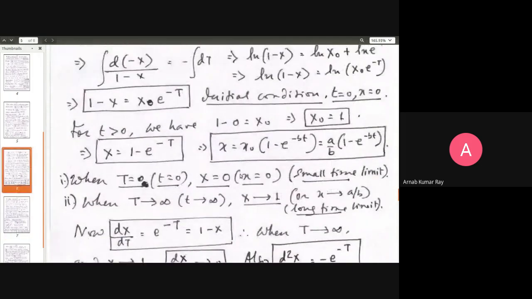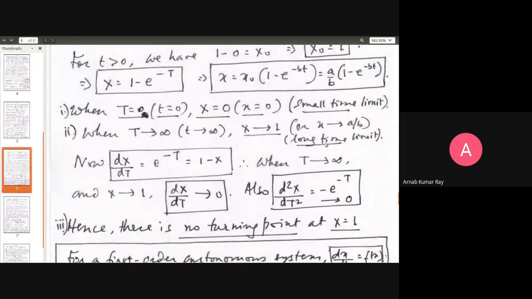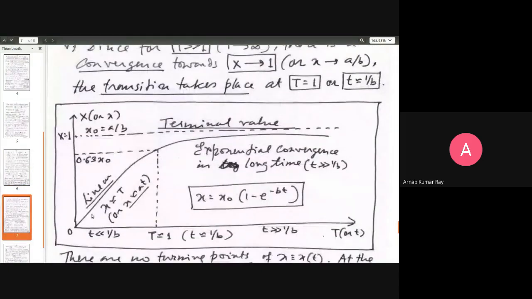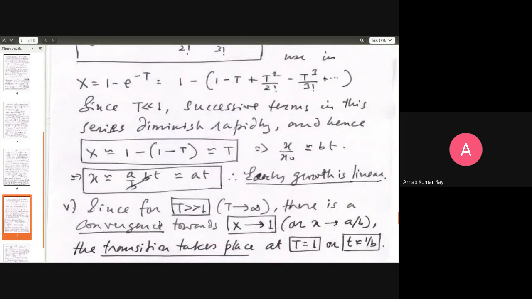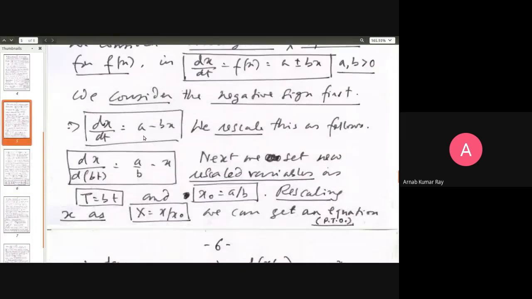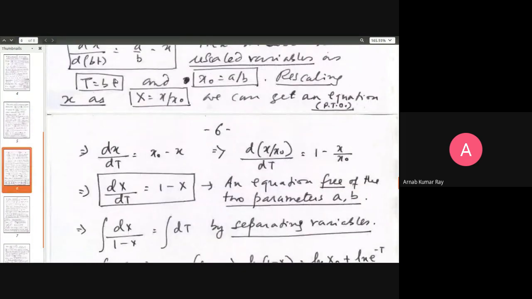Late growth in the long time saturates towards the limiting value, and there is no turning point. How will we plot that? Early growth is linear. Late growth is saturation. And the transition from one behavior to another happens somewhere in between on some time scale. What is that time scale? That time scale is capital T is equal to 1. Capital T is equal to 1 meaning, small t into b is equal to 1. That is roughly the point where the transition takes place.